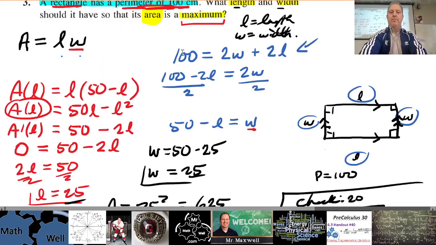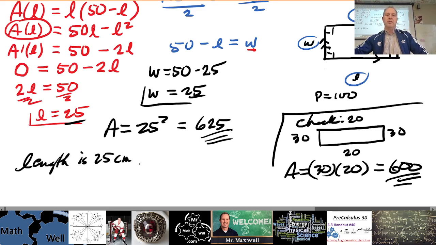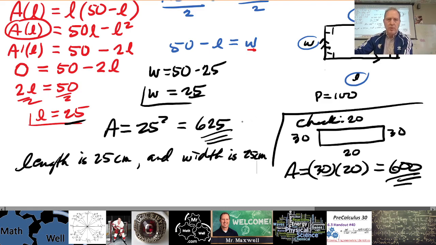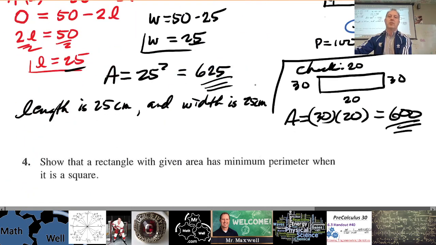Okay? So now that we've confirmed that this length and this width are the ones we're looking for, a word problem should end with a word sentence. So we want to make sure we do that. The length is 25 centimeters, and the width is 25 centimeters. I believe we're talking about centimeters in the perimeter, right? Yeah, so the unit of length was centimeters, so that means that the length and width have to be centimeters as well.